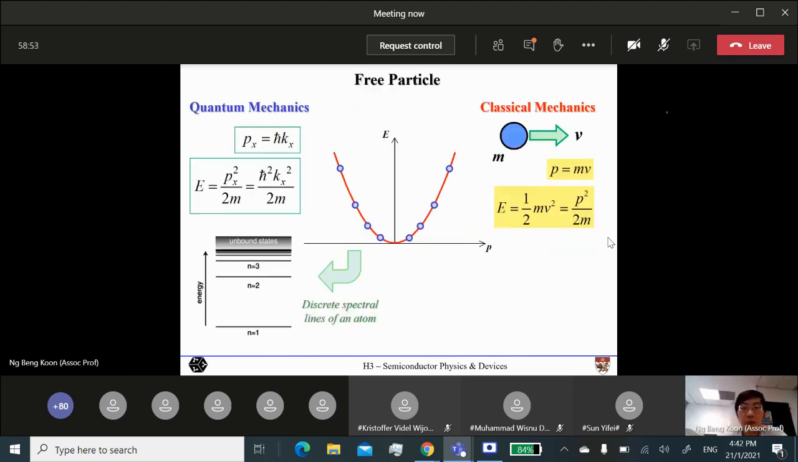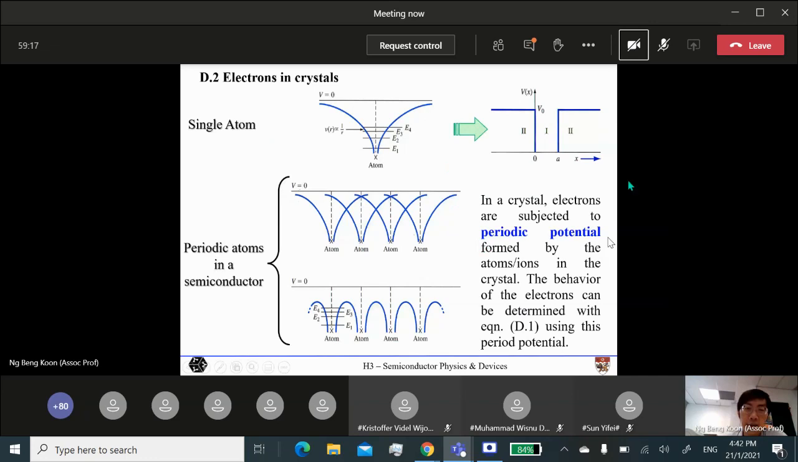In fact, the electron around an atom is sort of like a free particle, right? Because it's just bound to an atom, it's sort of free to move. You find that there's some equivalence to a classical particle in the sense that the energy is discrete, and also the energy against momentum relation is parabolic, like a classical particle. Then the next question is, what about electrons in a crystal? How would the energy against momentum curve look like?